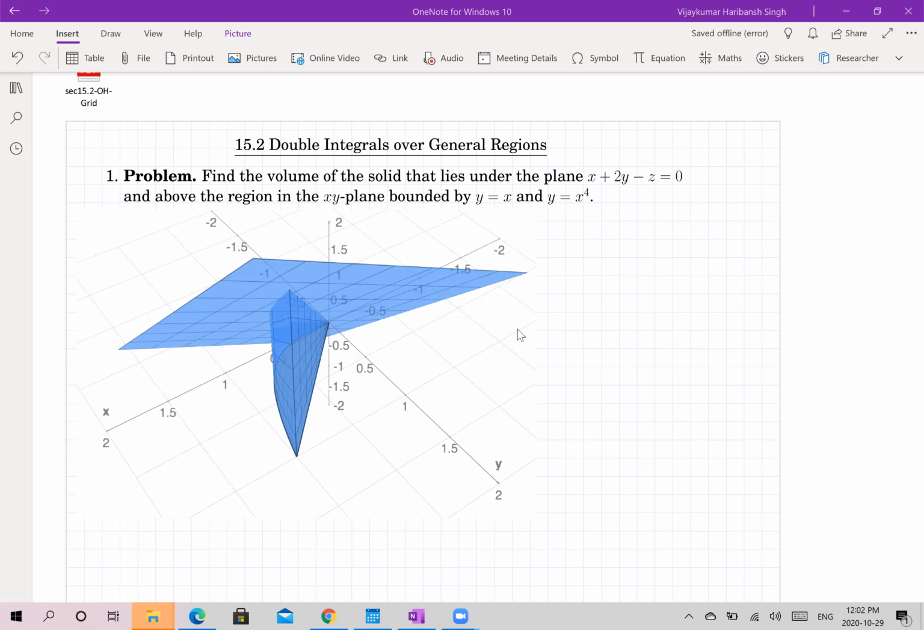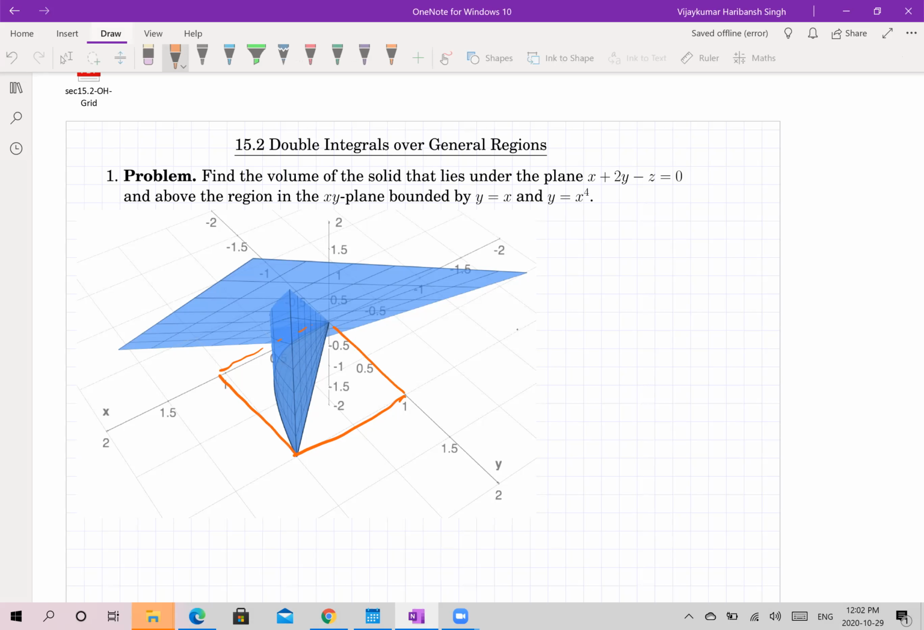Welcome students. We want to discuss double integrals over general regions. In 5.1 we discussed double integrals over rectangles. The idea was that the domain D on which your function was defined was a rectangle, right? However, consider the following problem here.